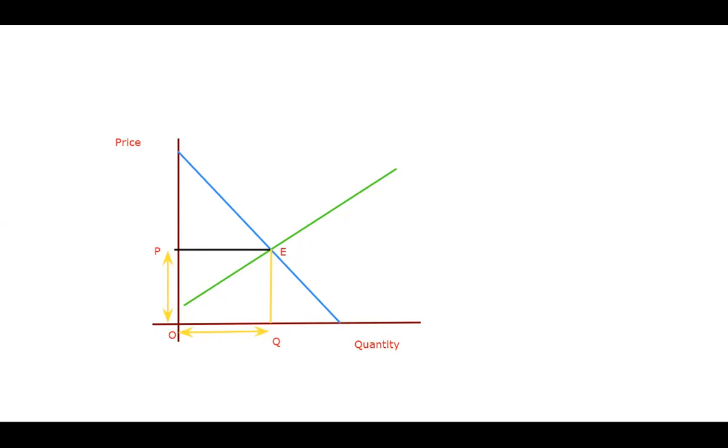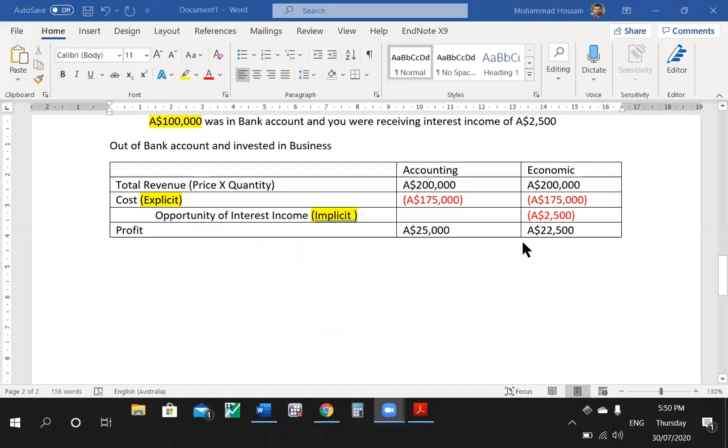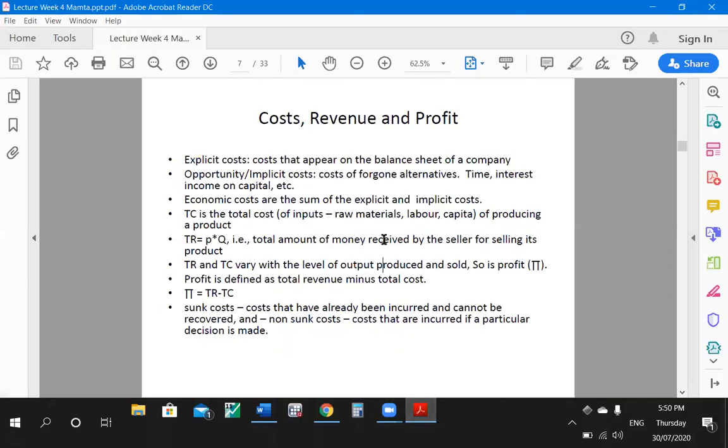Now let's move back to my screen share. So you understand these things. Total revenue is P into Q, and total cost is fixed cost plus variable cost. Total revenue minus total cost is your profit. So what is sunk cost? Sunk cost is a cost that has already been incurred and cannot be recovered. Non-sunk cost is a cost that is incurred if a particular decision is made.